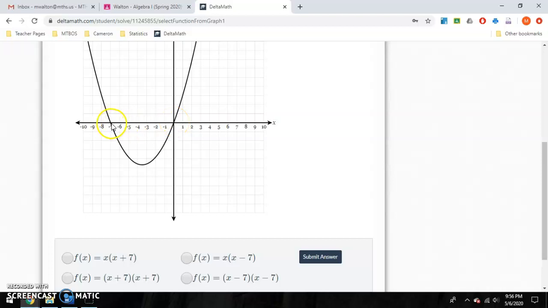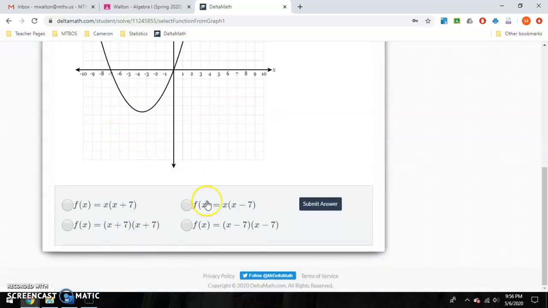So -7, I know I'm going to need an x +7. The only ones that have x +7s are these. Now my other solution is at 0. So I'm going to choose this one. If I have an x out in front, that's an understood x +1 or x -1. So that is my solution. It's a parabola. I have 2 x's. So I have an x +7. We should be all set.